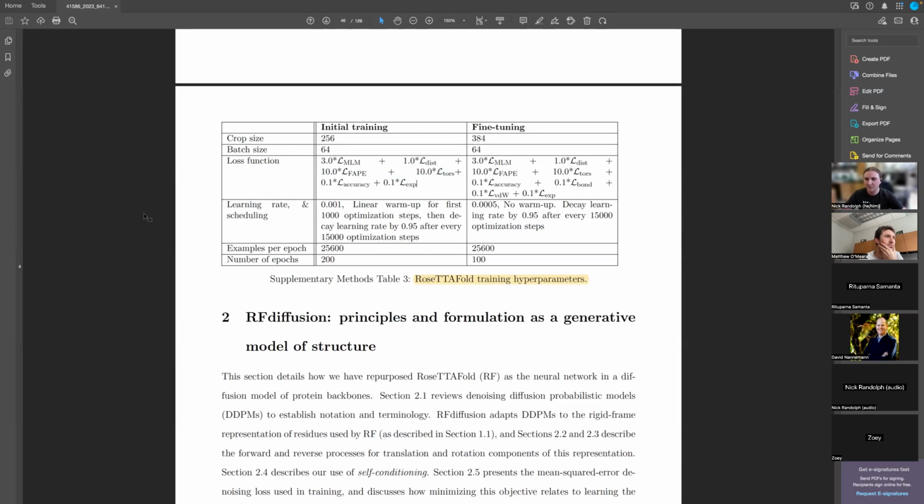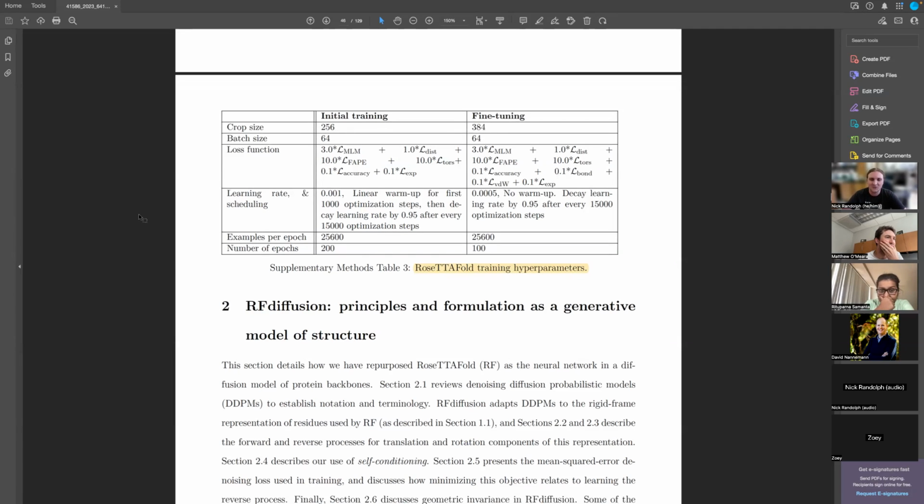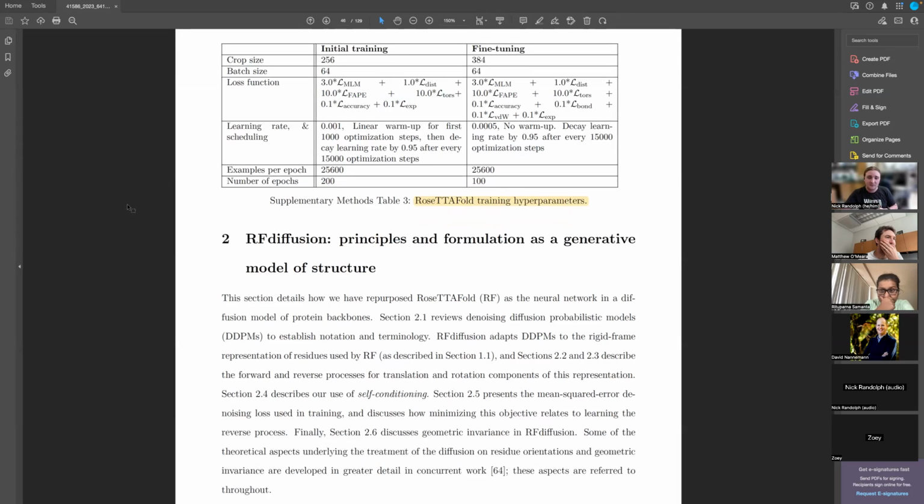All right, any other questions before we dive into the diffusion portion? All right, so let's get into diffusion.